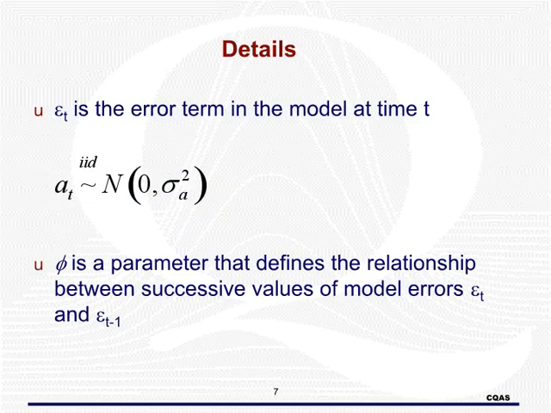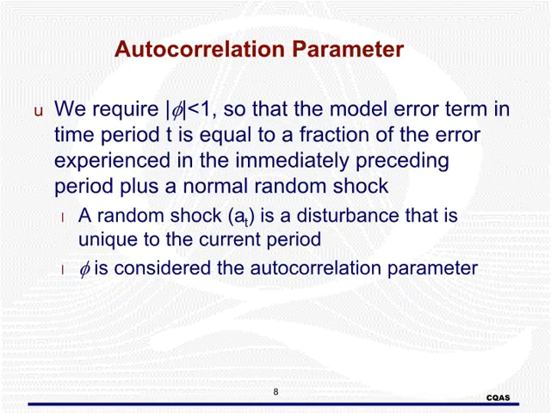Phi is the parameter of interest, and it defines the relationship between successive values of model errors at time t and time t-1. We denote phi as the autocorrelation parameter. Based on the equation for the errors, in order for the present error to be a function of a fraction of the error at the previous time period, we need phi in absolute value to be less than 1. Earlier, we denoted a_t as a random shock. It is defined as a disturbance that is unique to the current time period.